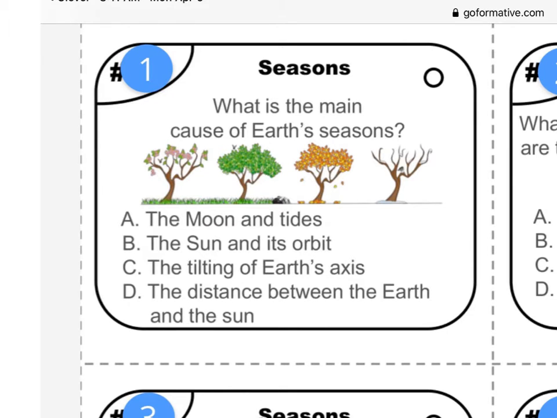Seasons. What is the main cause of the Earth's seasons? The moon and the tides, the sun and its orbit, the tilting of the Earth's axis, or the distance between the Earth and the sun? And the answer is C, the tilting of the Earth's axis.